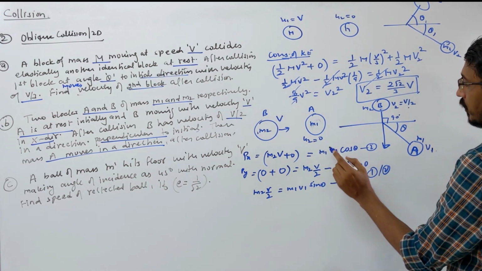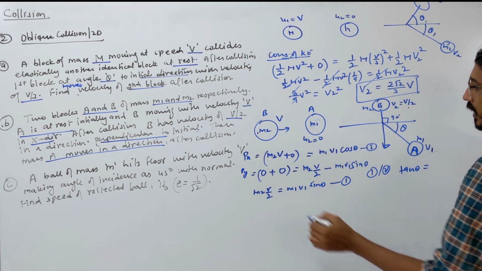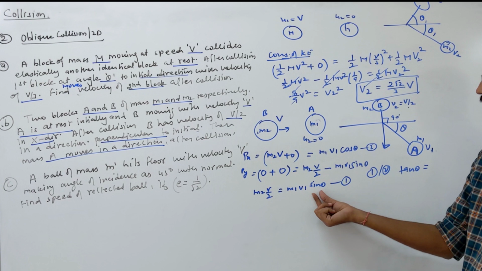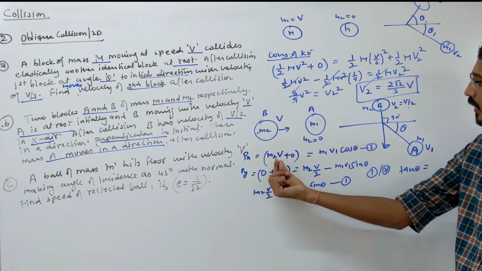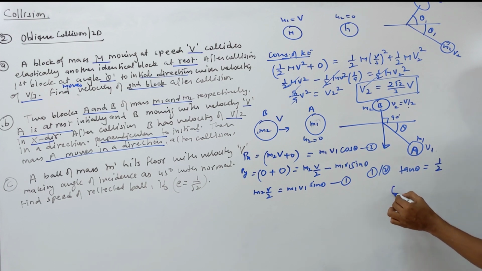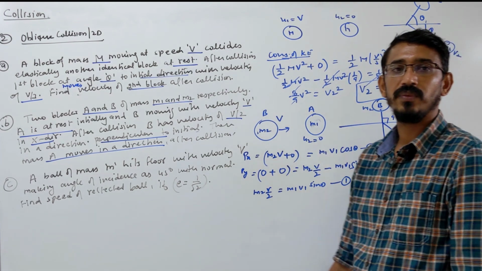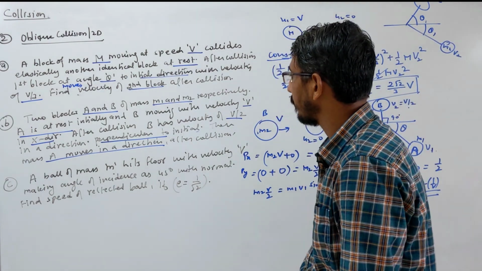When you divide this equation, the m1 v1 term gets cancelled, and we get tan theta equal to what? M2 gets cancelled, we divide this by that. So we are getting just 1 by 2. If you watch carefully, we are just getting 1 by 2. So theta is tan inverse of 1 by 2. That's our answer. So this angle is tan inverse of 1 by 2. Correct?